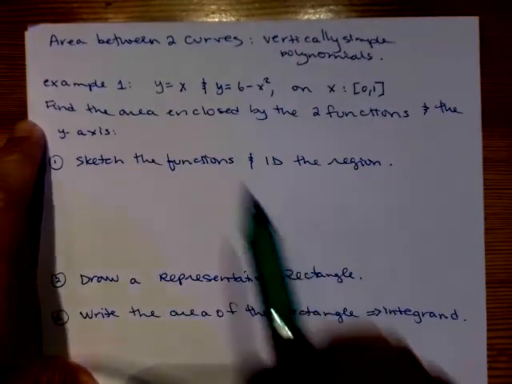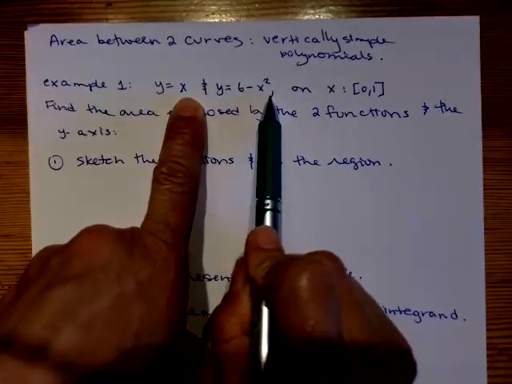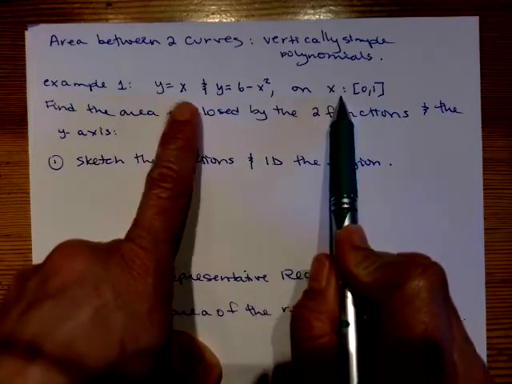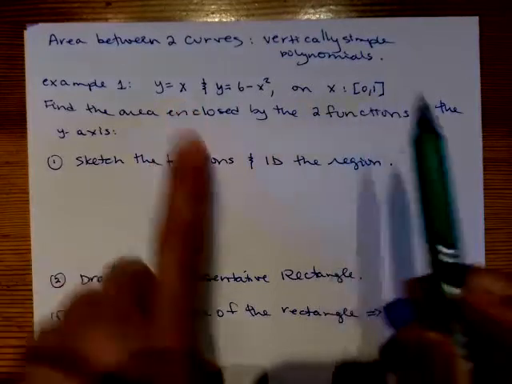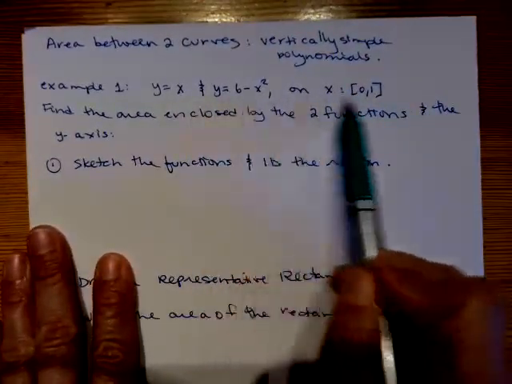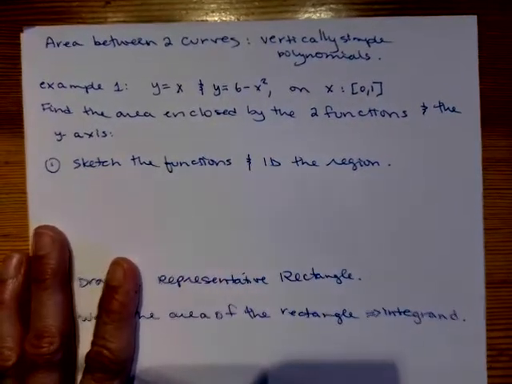So example 1, I have two functions: y equals x is my first one, y equals 6 minus x squared is my second one. And then I want to find the area between those two curves on the region between x equals 0 and x equals 1. Okay, so we're going to find the area between those two graphs on this chunk of x's, and we'll use the y-axis also as one of our barriers.